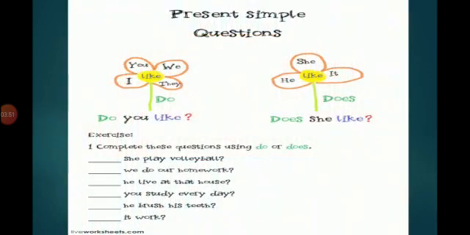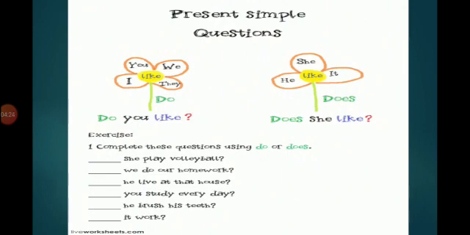Okay, look here at this worksheet. Present simple questions. Look at these two flowers. You, we, I, they, I use with them do. She, he, it, I use with them does. So exercises. Complete these questions using do or does. Look at number 1. She play volleyball. The noun here is she. So with she I use does. So, does she play volleyball?